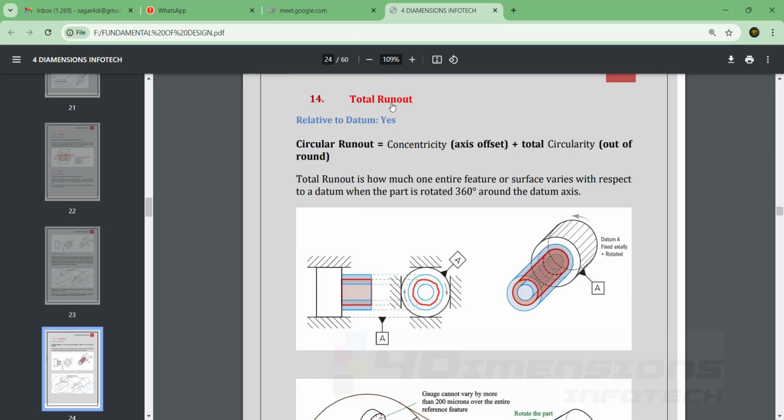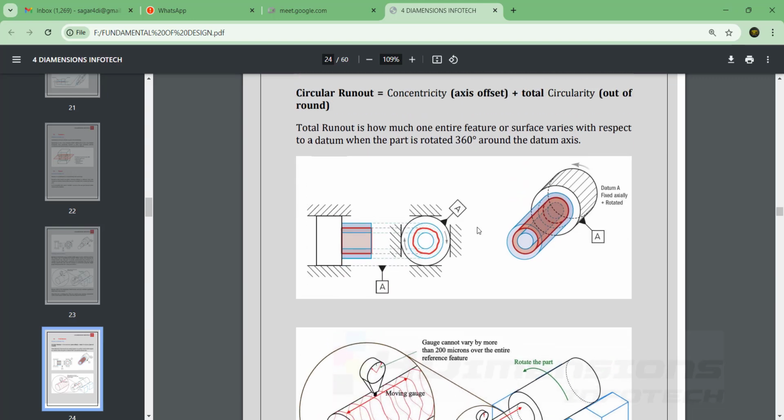Now the last one is total runout. It is the combination of concentricity and circularity. Total runout is how much one entire feature or surface varies with respect to the datum when the part is rotated 360 degrees around the datum axis. So now this part is rotated along the datum axis, and how much this complete feature varies from this datum axis is measured, showing the wobble movement.